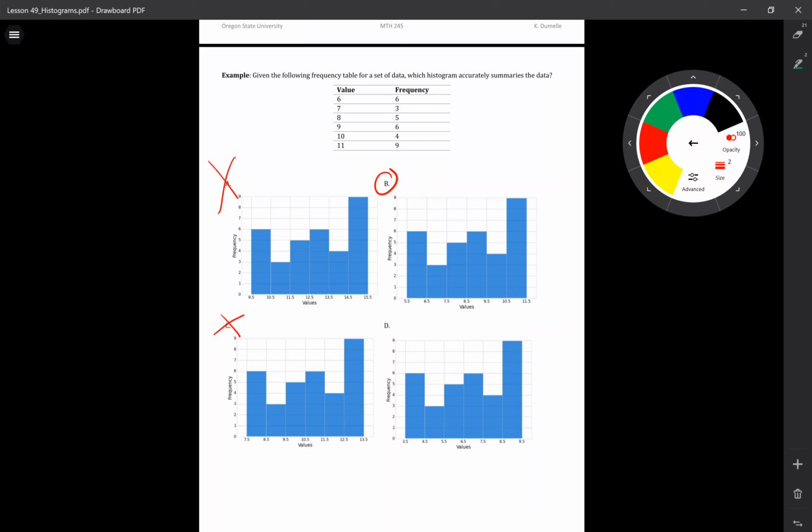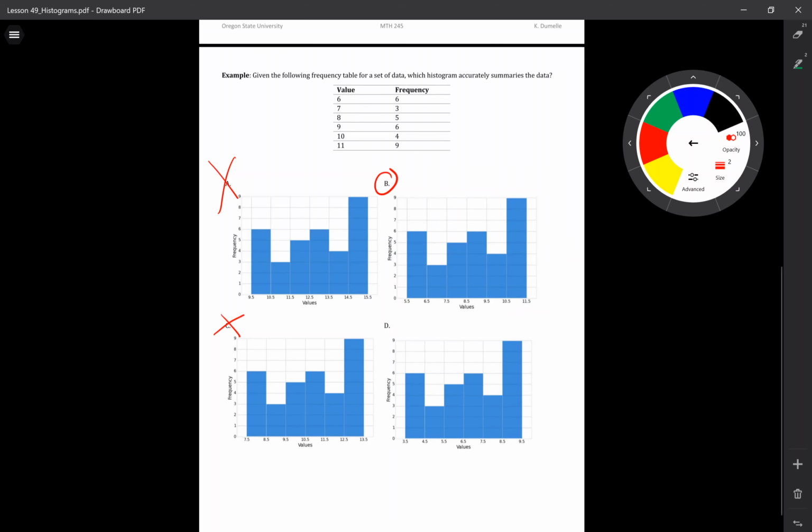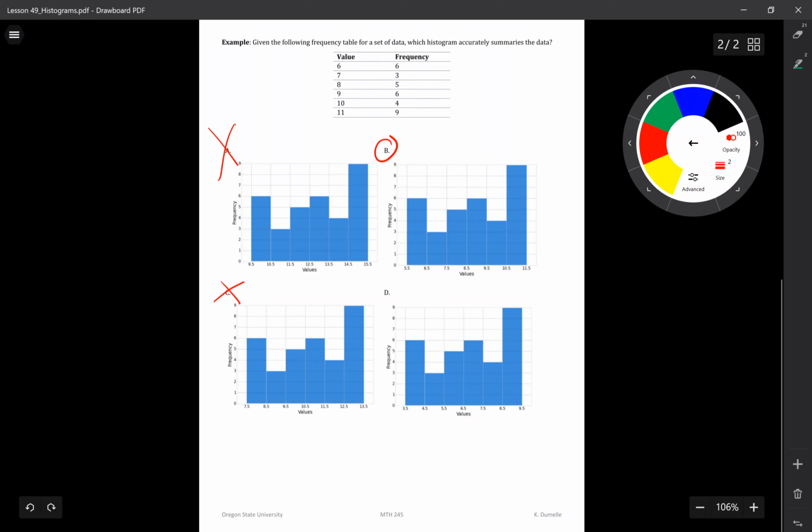What's wrong with D here? I see if I were to compare, actually all of them have the same shape, right? They all have the same exact shape. But D starts at 3.5, which we don't have data for, and it ends at 9.5, and we have data past 9.5. So that is what's wrong with D. So B is our answer.